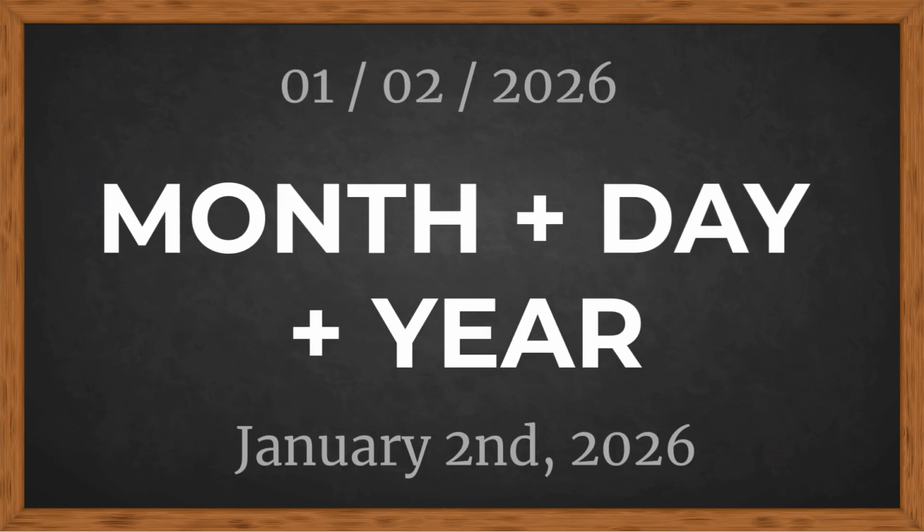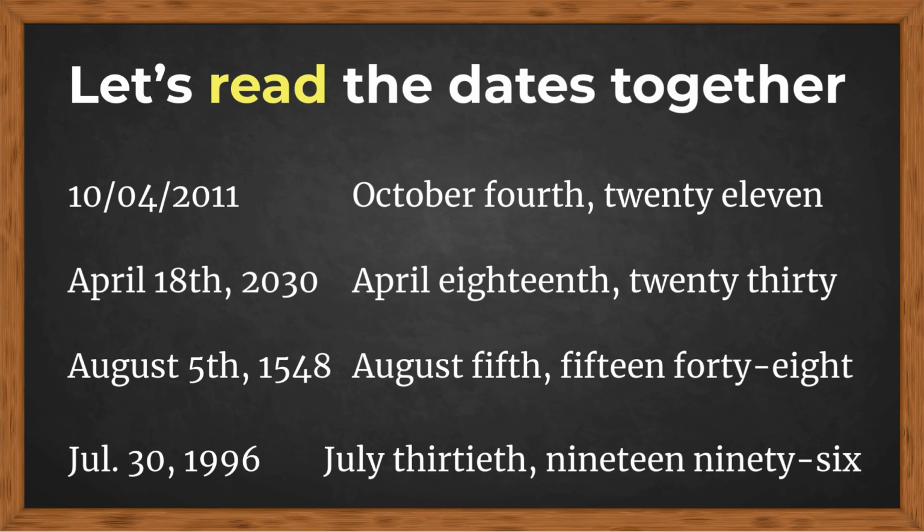Now we put everything together: month, day, and year. January 2nd, 2026 is a full date. Here are some more examples of dates. Let's read them together. October 4th, 2011. April 18th, 2030. August 5th, 1548. July 30th, 1996.